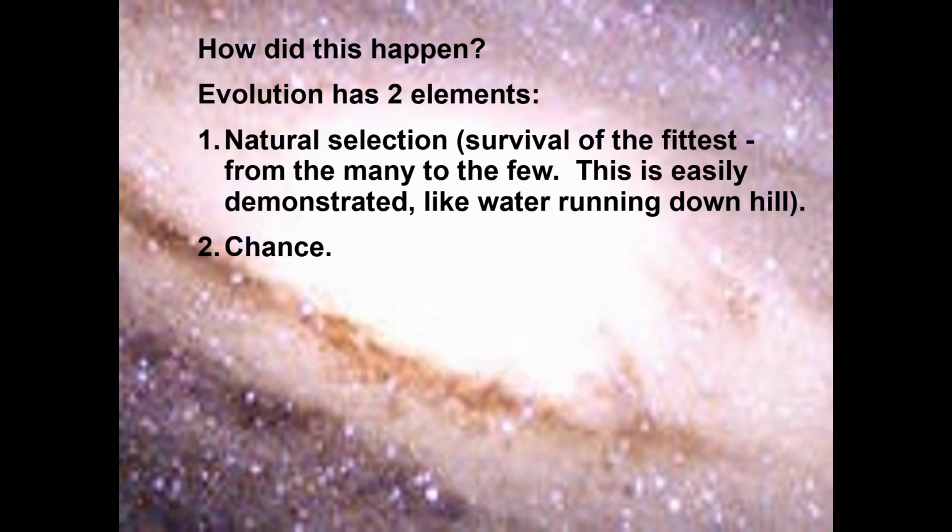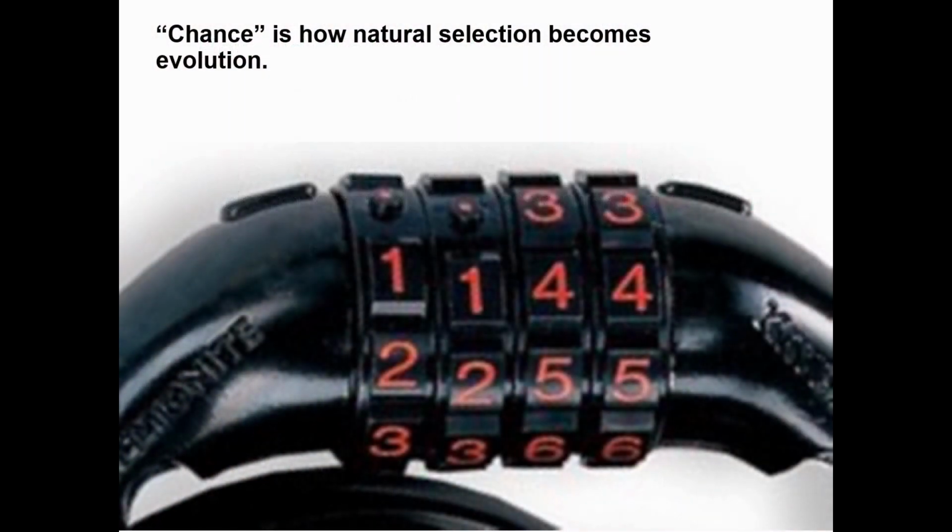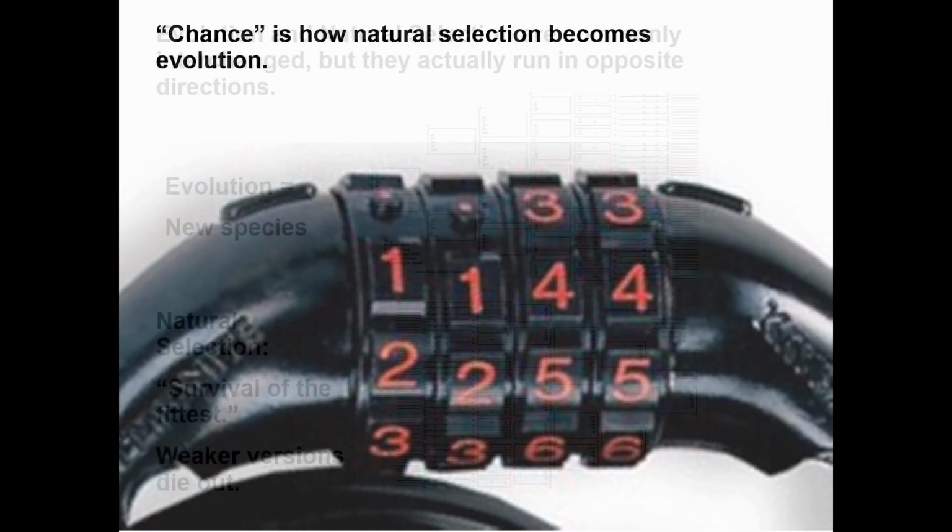is easily demonstrated like water running downhill. The other element is chance. Chance is how natural selection becomes evolution. Evolution and natural selection are commonly interchanged or conflated, but they are actually opposites. They run in opposite directions.